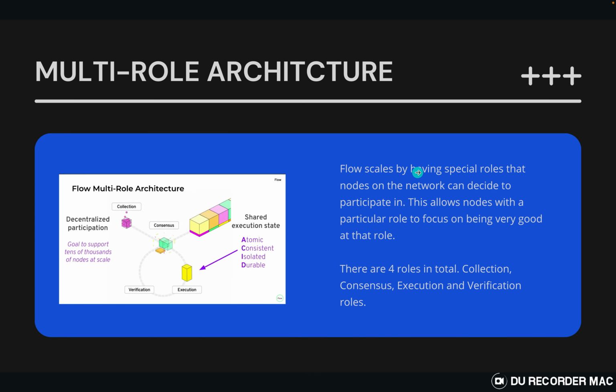So Flow scales by having special roles that nodes on the network can decide to participate in. This allows nodes with a particular role to focus on being very good at that role, so they can specialize in doing specific things on the network. There are 4 roles in total: the collection, consensus, execution, and verification roles. Now, let's move from the known to the unknown.